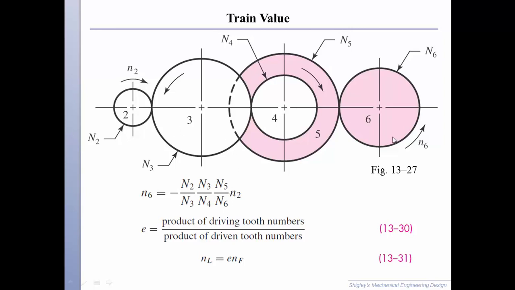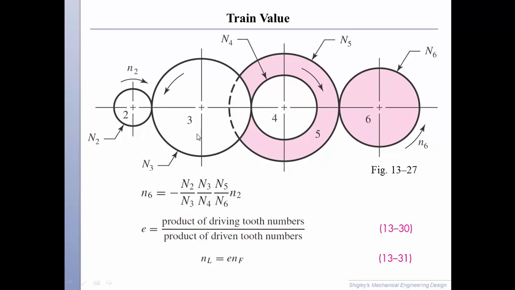So let's see how this kind of flows. The second gear feeds the third gear, which is an idler. That third gear feeds the fourth gear. And the fourth gear is on the same shaft as the fifth gear. So 4 and 5 rotate at the same speed, and then 5 drives 6. Okay?